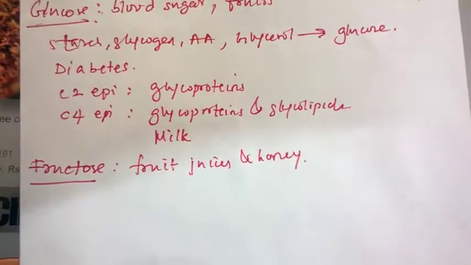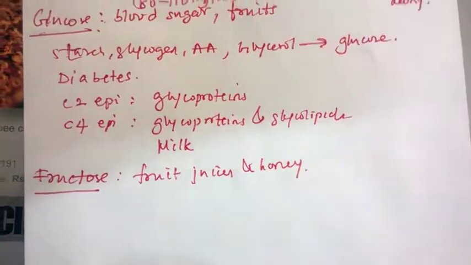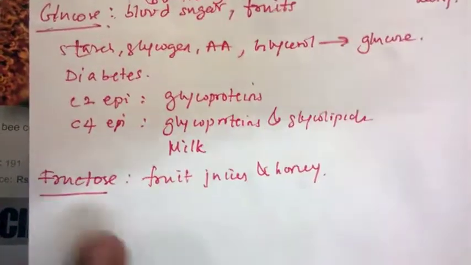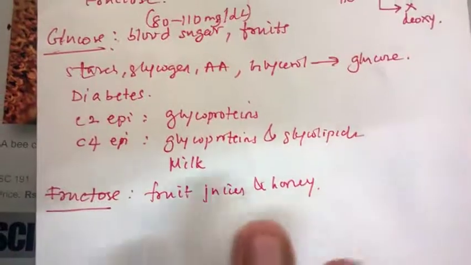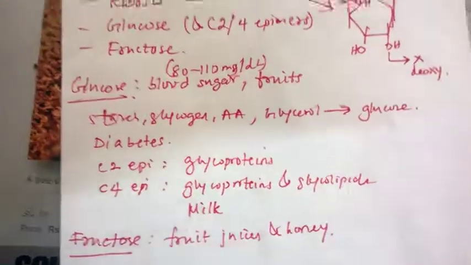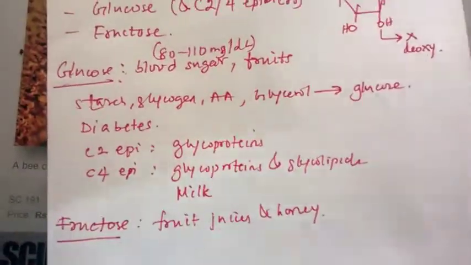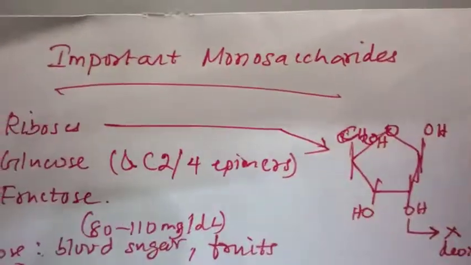Now let's come to fructose. Fructose is found in fruit juices and honey. Okay, it's a pentose. It's found in fruit juices. This fructose can be converted to glucose. This conversion occurs in the intestine and the liver. So that's all about the important monosaccharides.